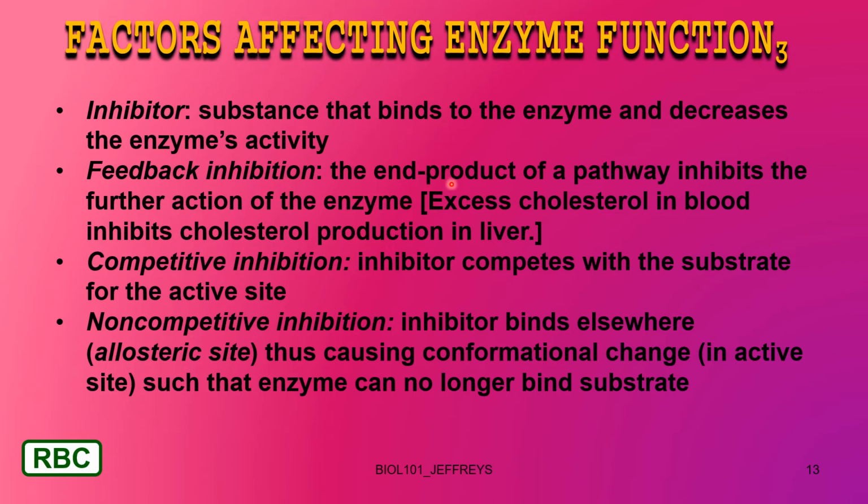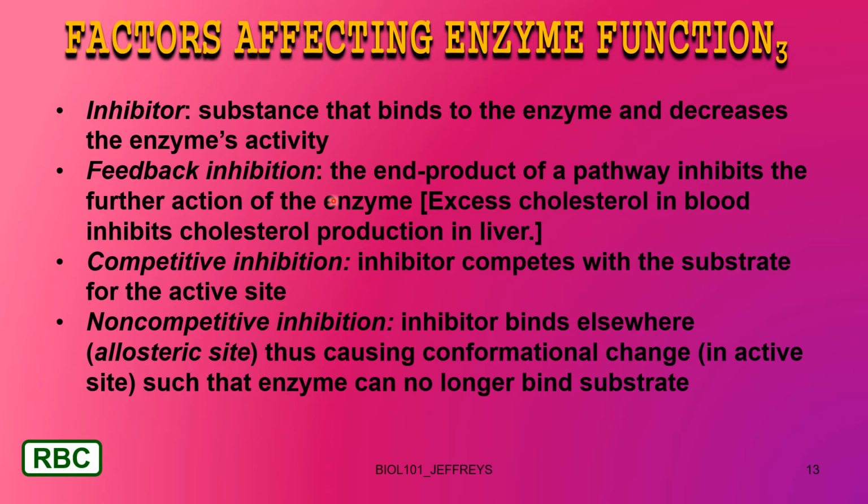So in feedback inhibition, the end product of a pathway inhibits the further action of the enzyme. So in other words, the enzyme is doing a job, right? It's acting on a substrate, and when it acts on the substrate, it releases a product. Remember, the enzyme is going to break those chemical bonds, those covalent bonds, and release the product. Sucralase is going to break the covalent bond between glucose and fructose. It's going to break that bond and release glucose and fructose.